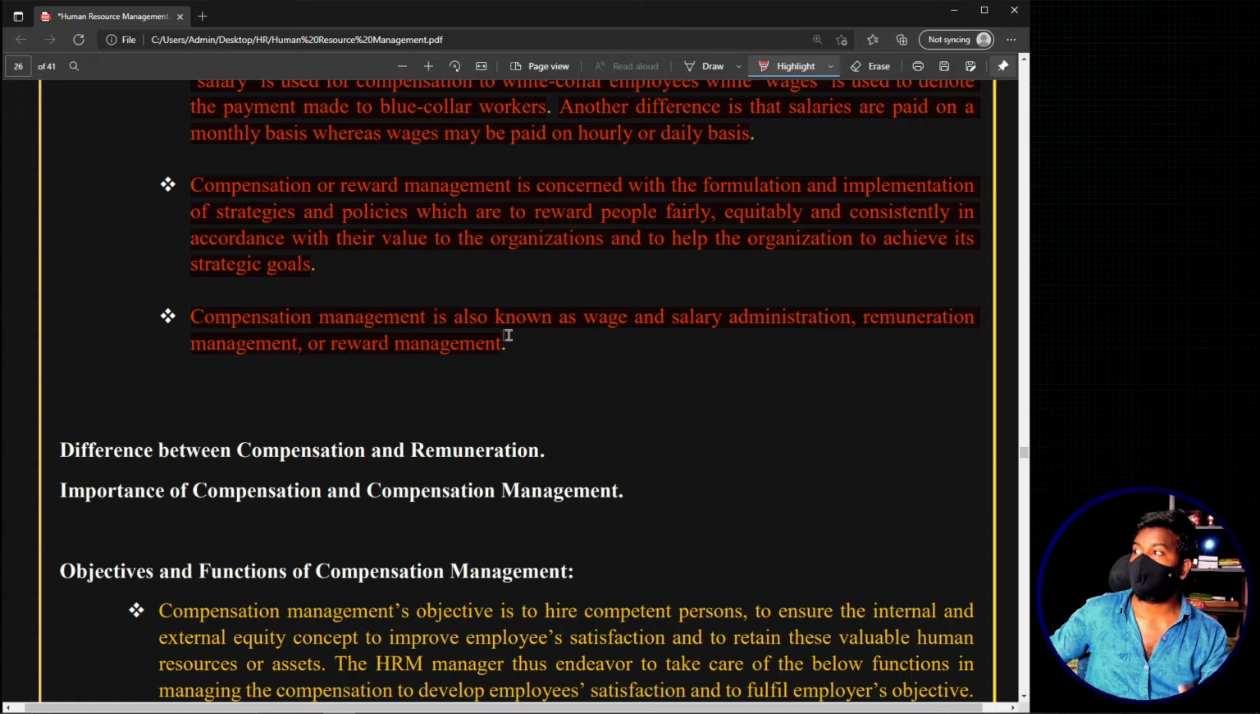This you can basically expect as a bit in competitive examinations, where you'll have a question telling that compensation management is also called as... Now you'll have different options, out of which one of the options will be one of these things, like wage and salary administration. You'll also have reward management or remuneration management and all these things.